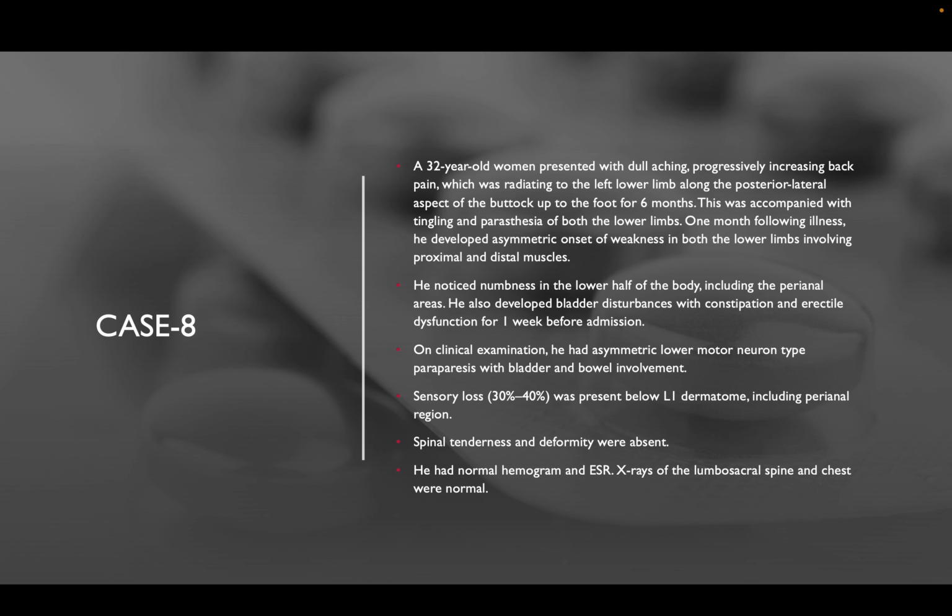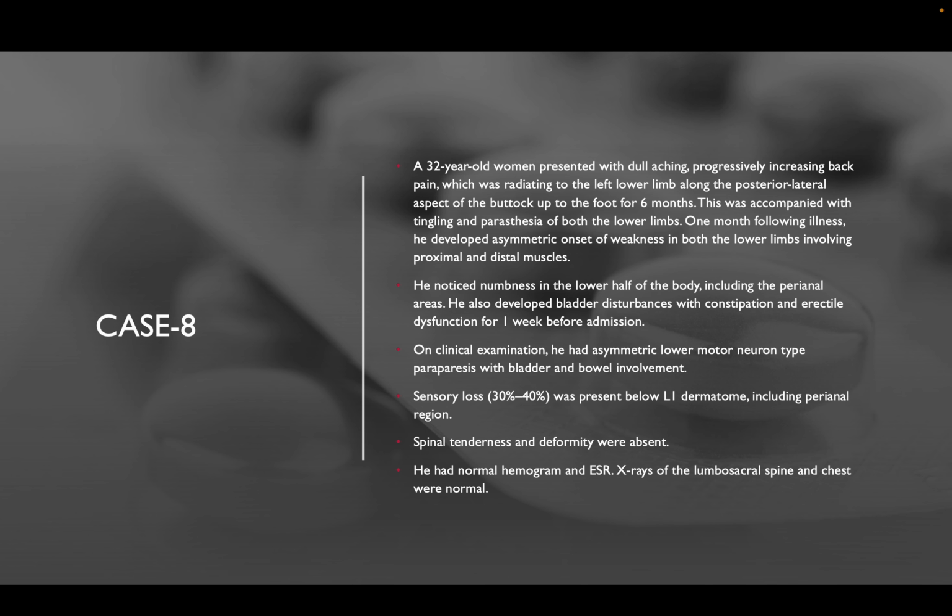This is one of the cases we have seen. She initially has back pain radiating to the left lower limb. Generally, definitely a root compression, the root pain is there. Some kind of root compression is going on. It was associated with tingling and paresthesia of lower limbs also. One month later she developed asymmetric weakness of lower limbs, progressing from the radicular pain into weakness of both lower limbs involving proximal and distal muscles. Along the root territory there is some kind of compression. It classically looks compressive. Some compressive myelopathy is there.